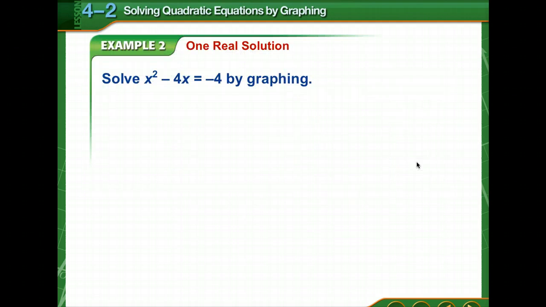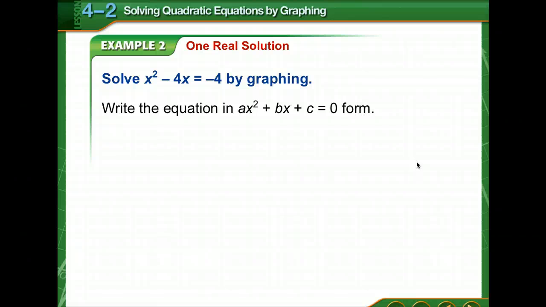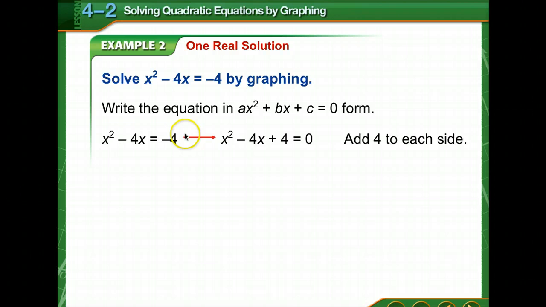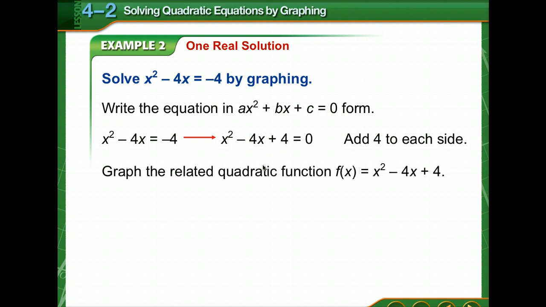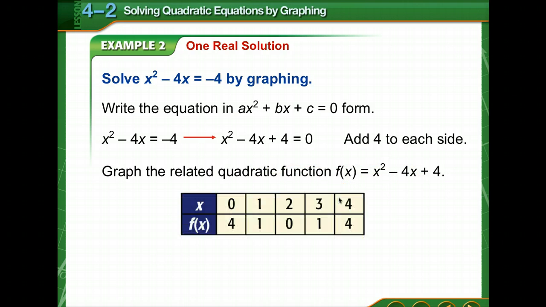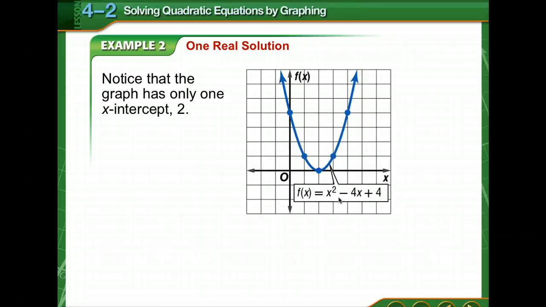1 real solution. Okay, well, the first thing we need to do is get this one in standard form. So let's add 4 to both sides. So we've got a standard form of the equation. Then we're going to graph this related quadratic function. So here's a table of values they've chosen. Notice that the graph has only one x-intercept, and that's at 2. So the only solution to this one is 2.